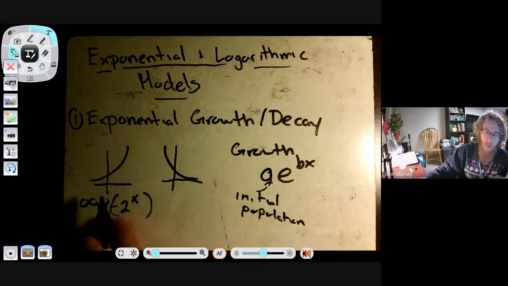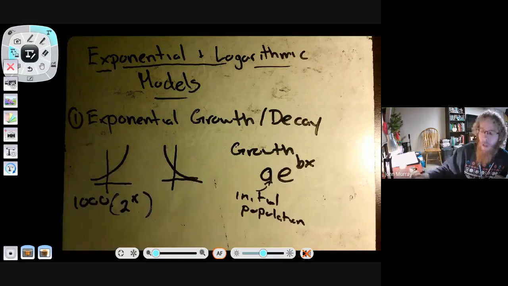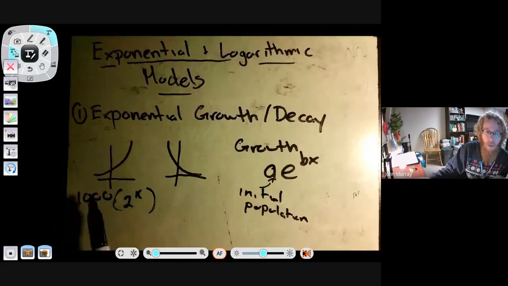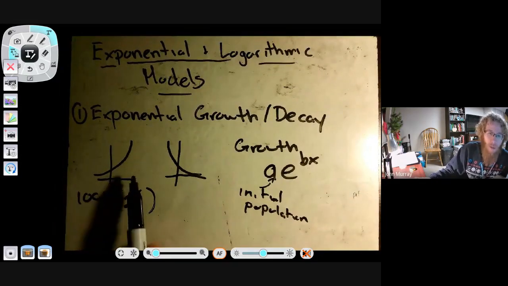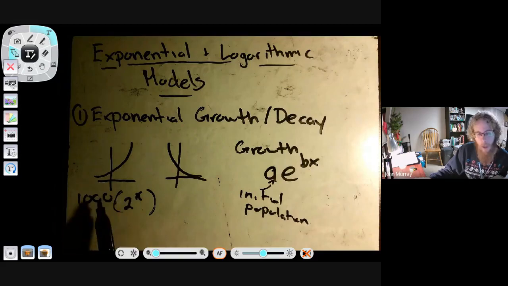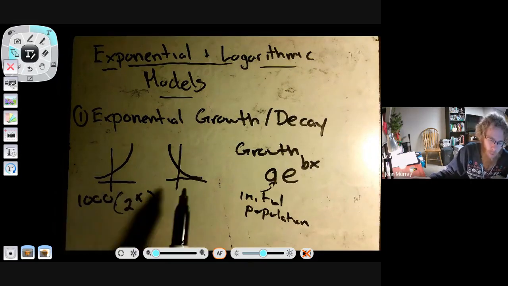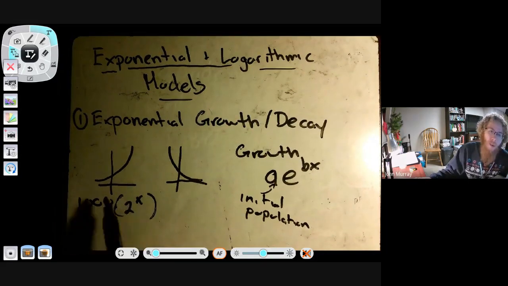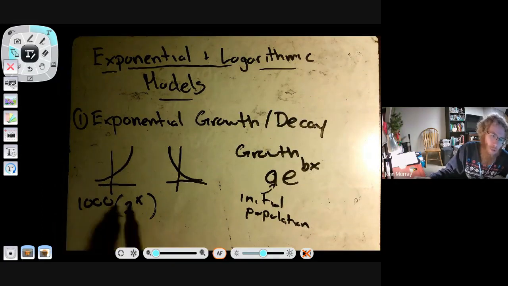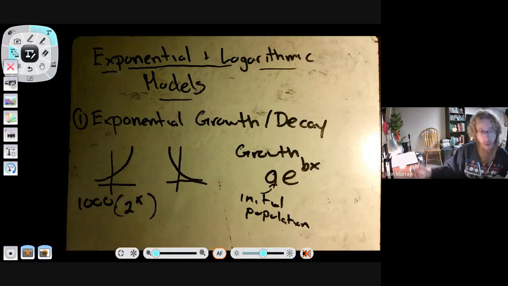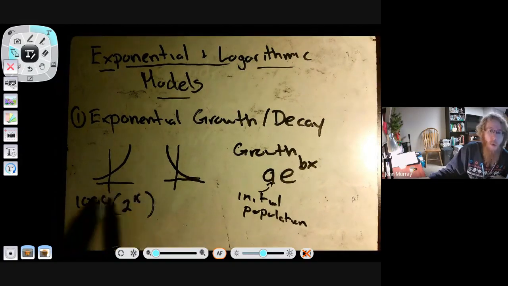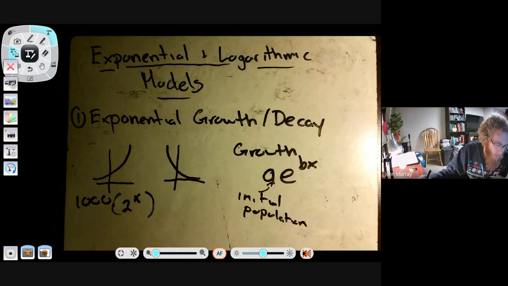All right, so if I start off with 1,000 cells and they're doubling, my equation will look like this: 1,000 times 2 to the x. All right, so x is usually our time, right? So depending on how often it splits, maybe it splits once every day, right? So after 1 day, it doubles, so 1,000 times 2. After 2 days, it doubles again, so 1,000 times 4. All right, so that's how we deal with it.